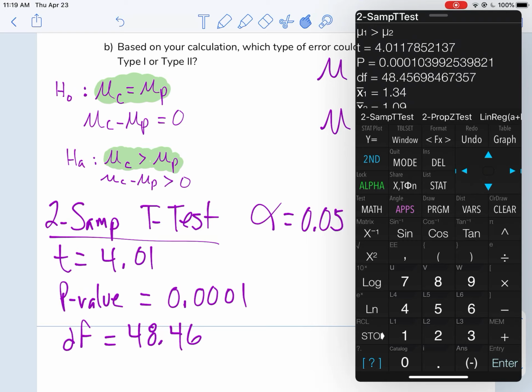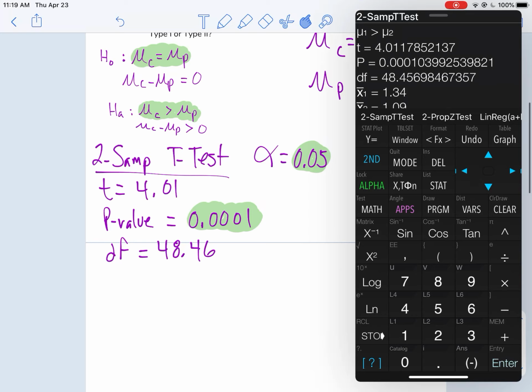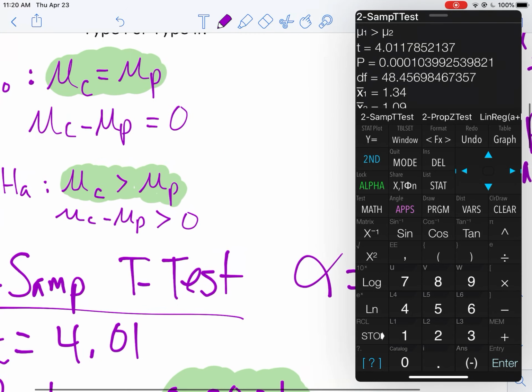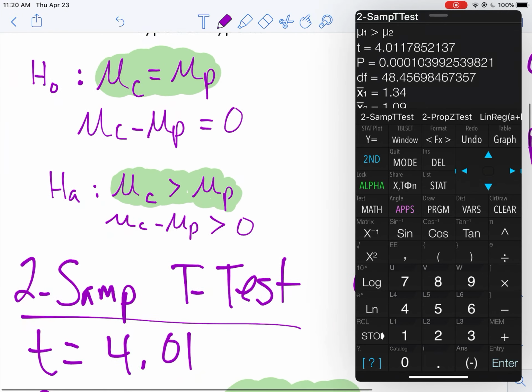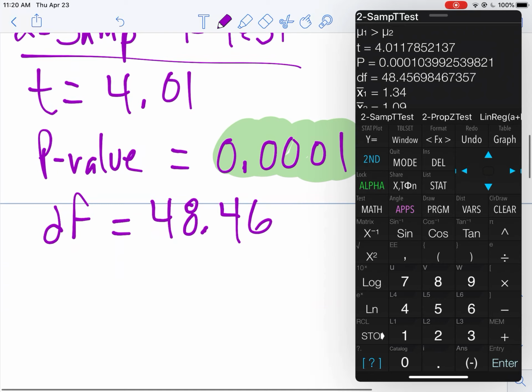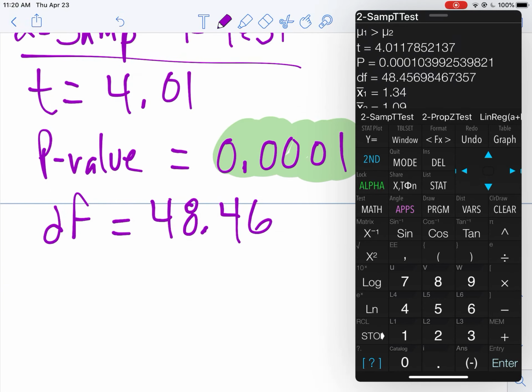Since it is definitely less than my significance level of 0.05, I can reject my null hypothesis, which says that the averages are the same for the new toilets and the old toilets. What I've proven here is my alternate, that the current toilets consume more than the new toilets. All right, so I'm going to write my null. I'm going to write my conclusion.